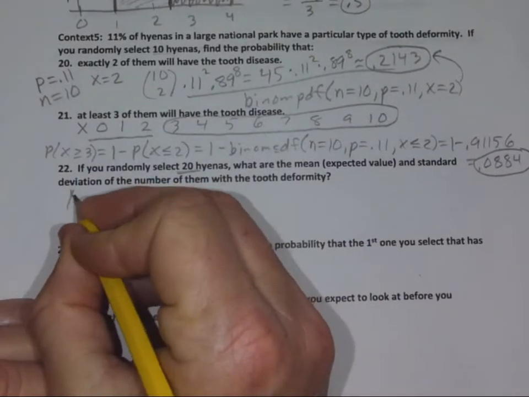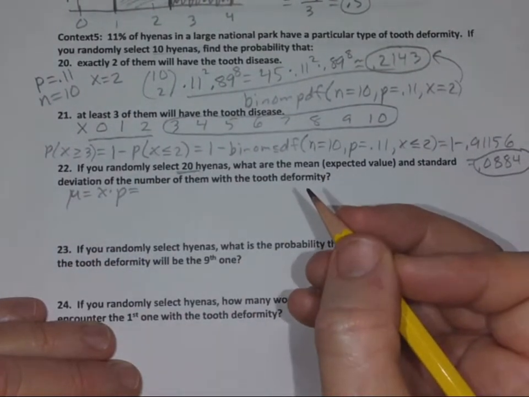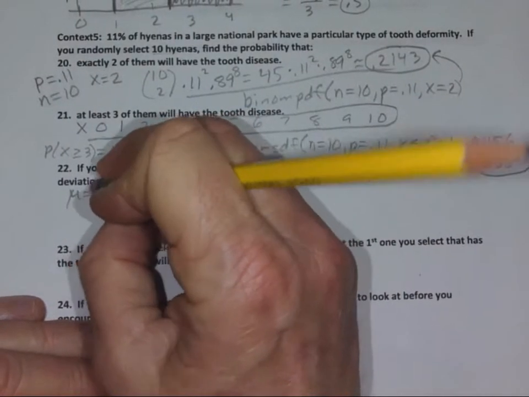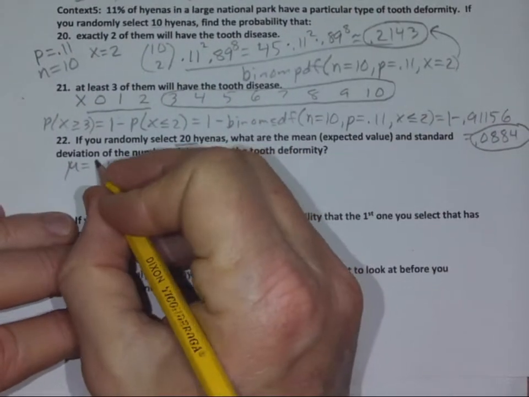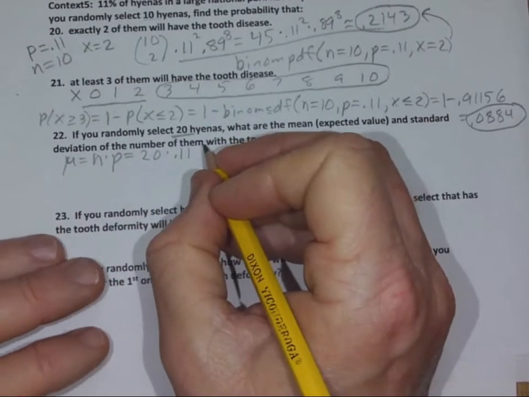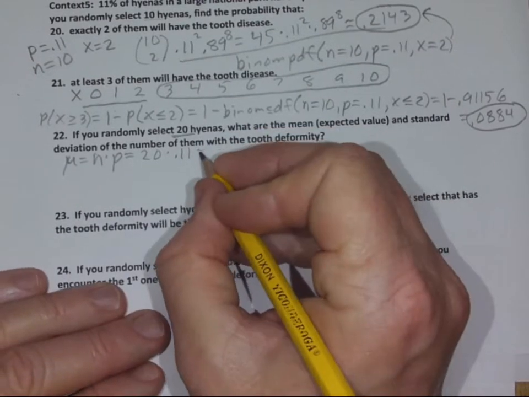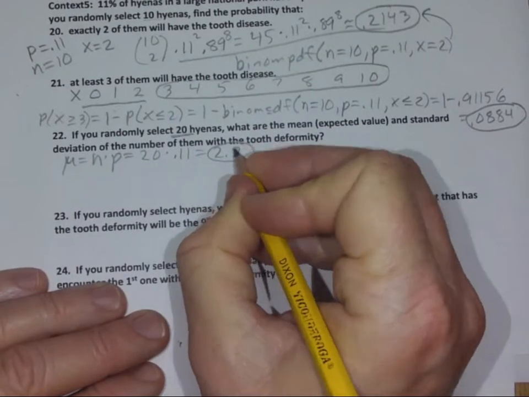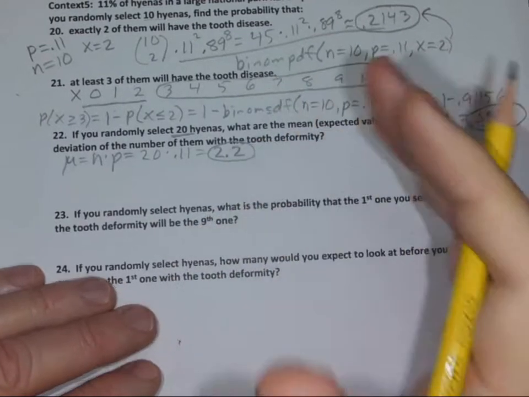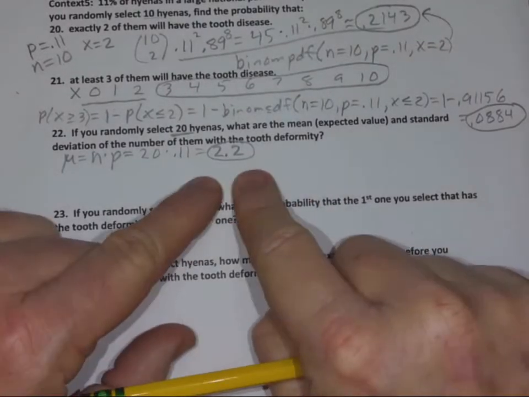So the mean is just going to be equal to n times p, the sample size times p. That is 20 times 0.11, which is equal to 2.2. Don't round it. It's a mean, it's an average. Don't say, so therefore we're expecting 2. Leave it. We're expecting 2.2. This is if we were to look at a large number of samples of size 20. This is what we're expecting them to average.